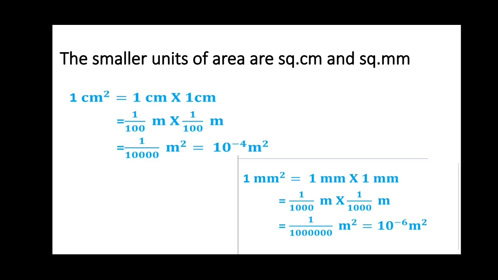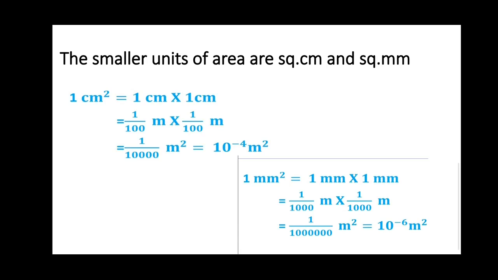To express the area of a playground, village or town, we will use bigger units such as square decameter, hectare and square kilometer. Likewise, to express the area of small objects like pencil, rubber, etc., we will use smaller units of area such as square centimeter, square millimeter, etc.